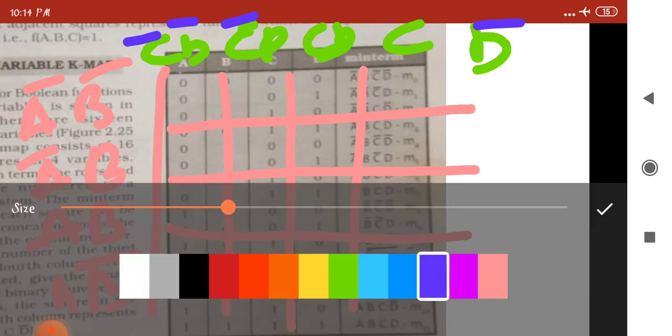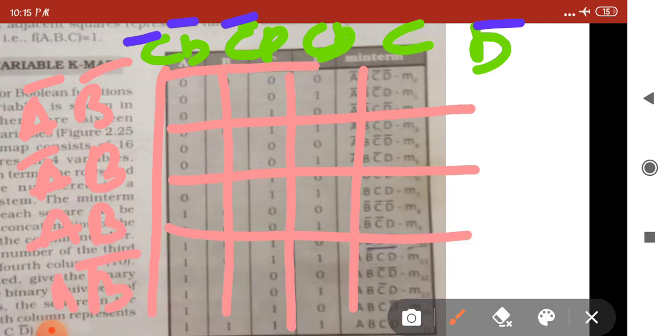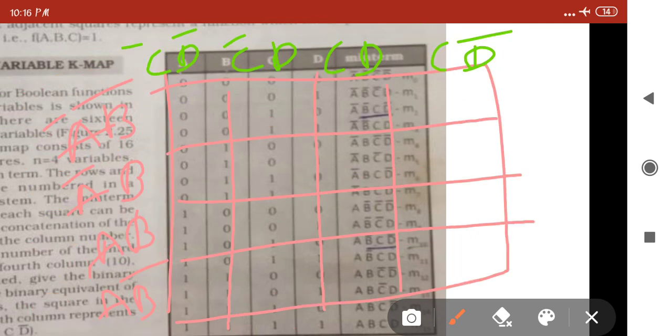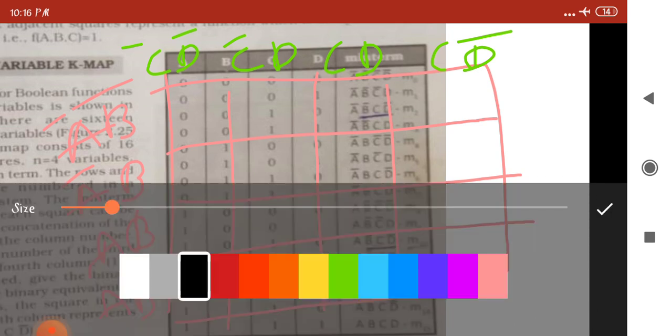Yes, let us draw that one. Yes, this is the way to draw that one. CD. Yes, let us draw that one. This is the way to draw the K map. Yes, this is the way to write the K map. Yes, let us write that one.